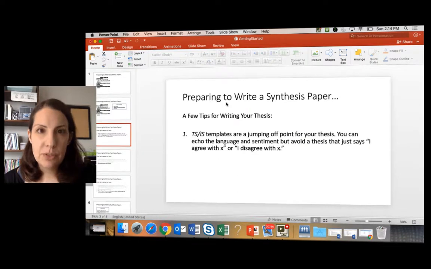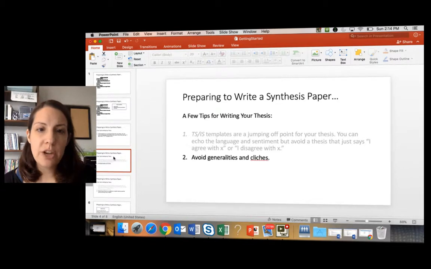So I have a few tips for writing the thesis for essay 3. And the first one is to use the They Say, I Say templates as a jumping off point for your thesis. By that, I mean that I want you to echo the language and the kinds of academic moves that the They Say, I Say templates encourage. But I would avoid a simple thesis that says something like, I agree with X, or I disagree with X. I agree with Sessions, or I disagree with Sessions. And the reason why is that I want you to create a thesis that examines the issue in a more complex and nuanced way.